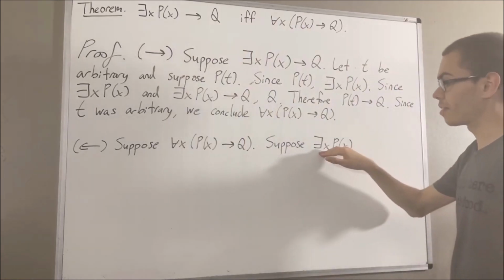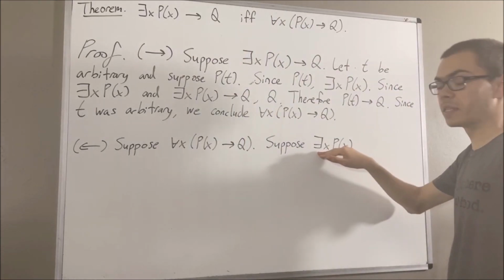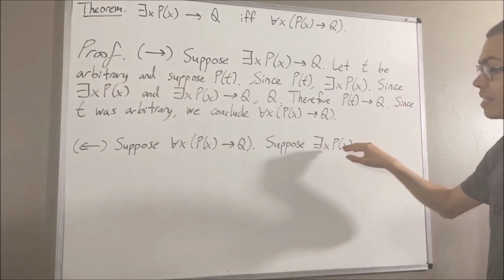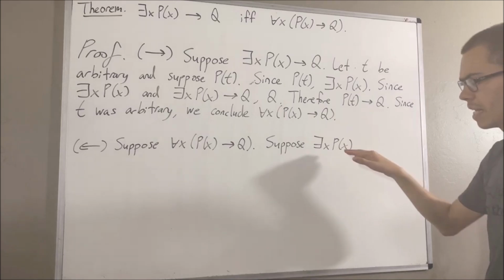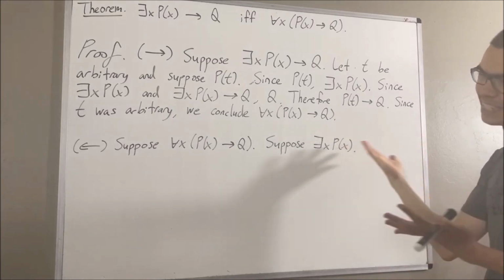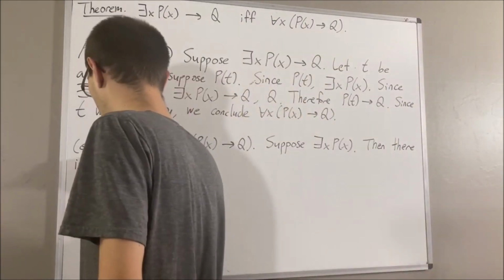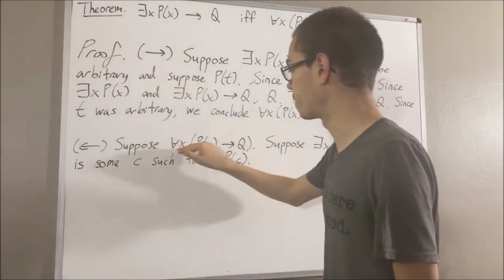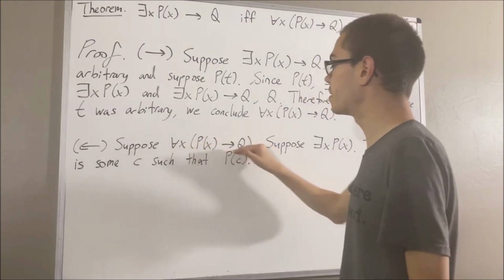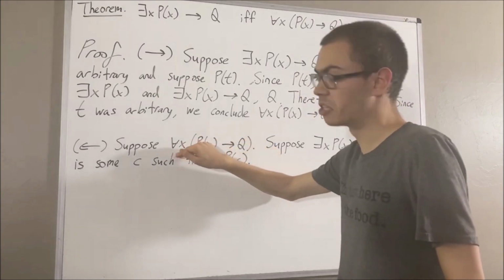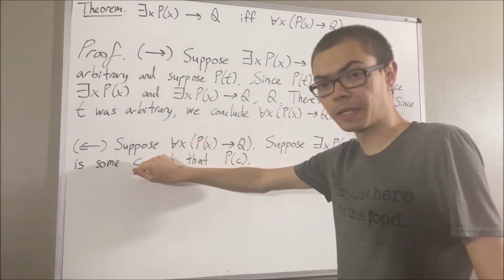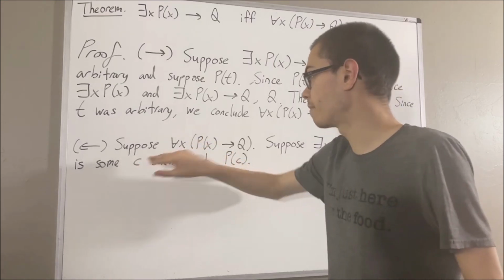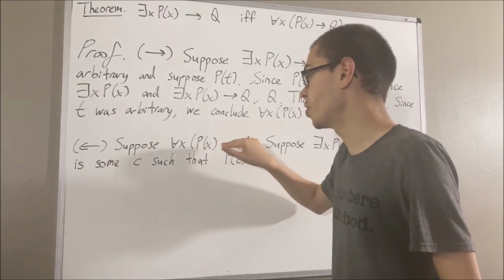Now, since there exists an x such that p of x, what this means is that there is at least one object out there which satisfies statement p. And I'll call that object c. But let's remind ourselves that this statement is true. And this statement works for every object. So it must work for the object c. So taking x here to be c, we have that if p of c is true, then q is true.